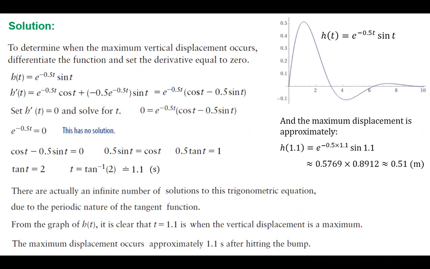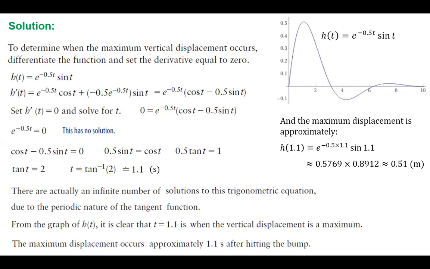Okay, h(t) equals e to the power of negative 0.5t times sine t, right? This is a product of two functions. Then the derivative of this function equals e to the power of negative 0.5t times cosine t plus negative 0.5 e to the power of negative 0.5t times sine t, right? And simplify that to e to the power of negative 0.5t times the difference cosine t minus 0.5 sine t, right? Also note that e to the power of negative 0.5t is always greater than 0.